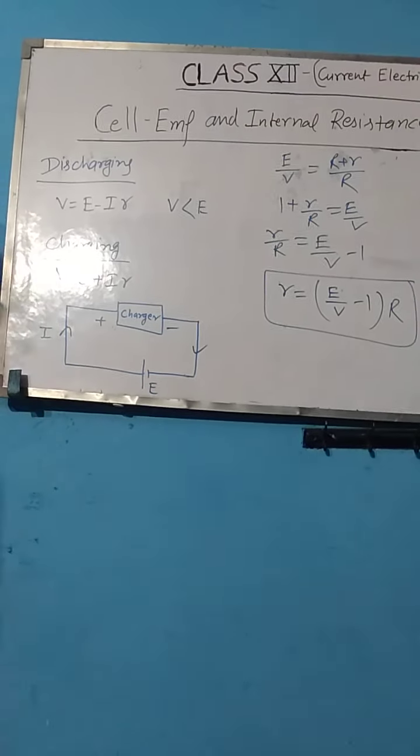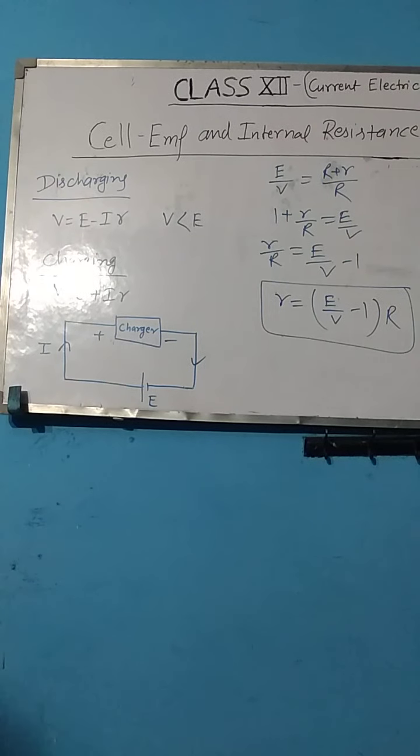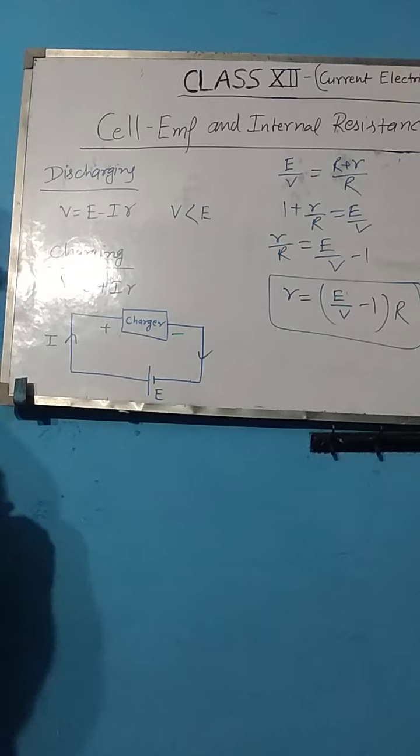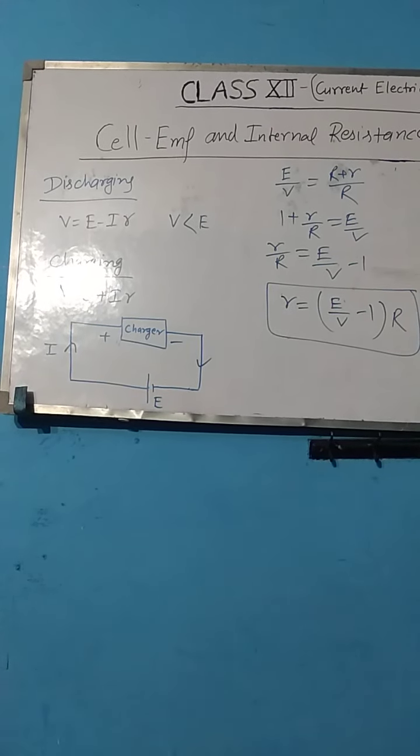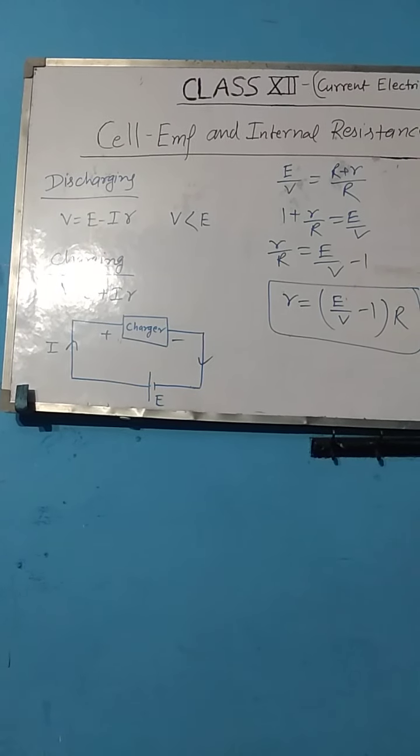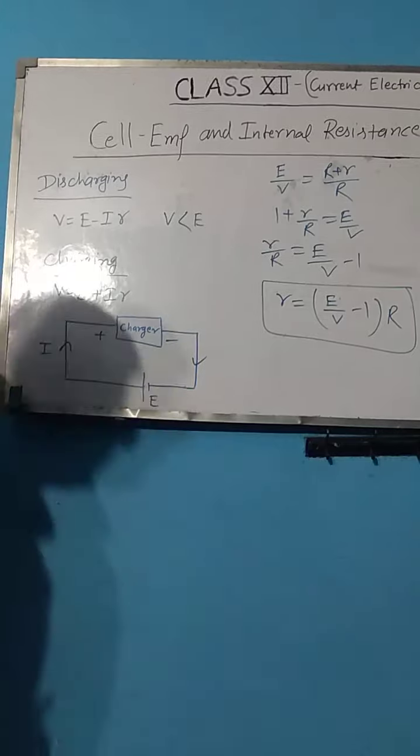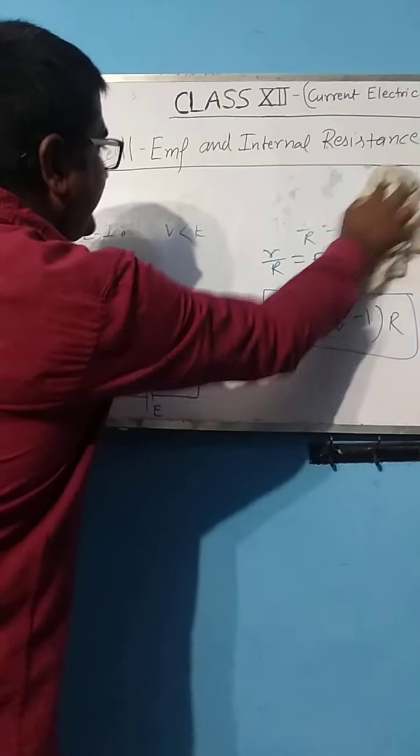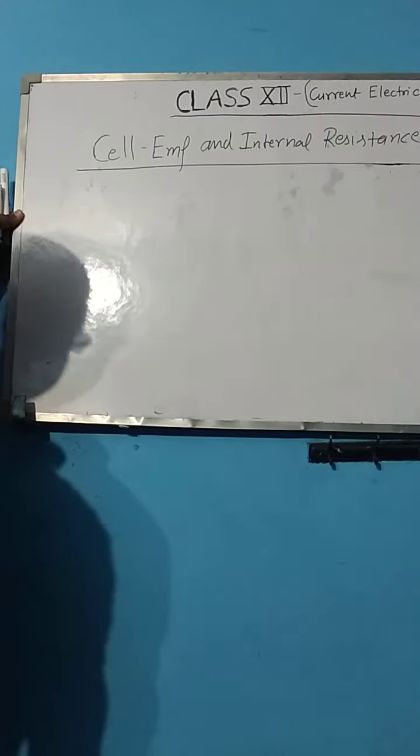After this, we go for the internal resistance r. For the internal resistance r, we have to discuss the statement. The internal resistance of a cell is defined as the resistance offered. We have to write the statement also. So first write the statement.